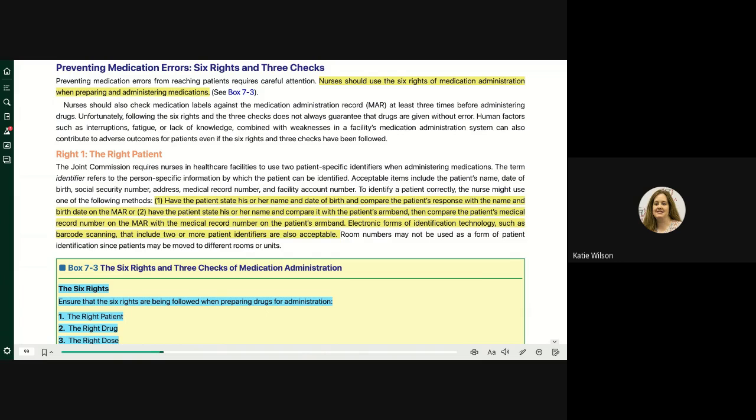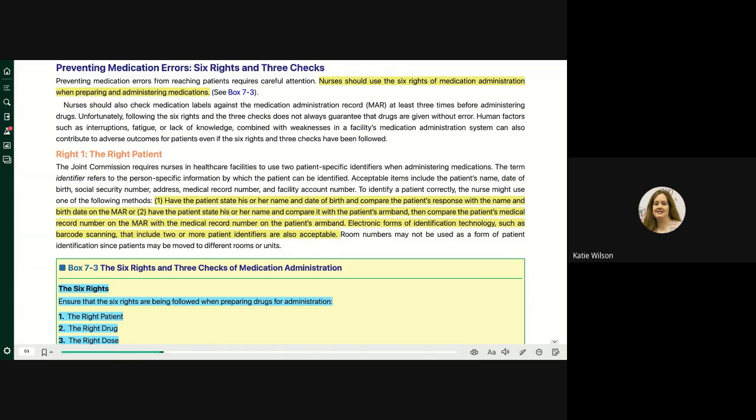So right number one, the right patient. So we have to identify our patient and make sure we are giving the right patient the medication. Okay. So there's different ways that you can do that. You can have the patient state their name. You can compare it to their armband, or you can scan their armband with barcode scanning with those automated medication dispensing systems. And then there are other ways that you could do this as well. But those are the main ways that you would identify your patient.